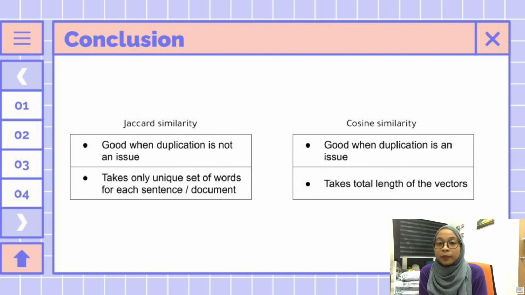For example, if the word information is repeated in a sentence 50 times, cosine similarity drops to 0.4 while Jaccard similarity remains 0.5. Cosine similarity changes but Jaccard similarity does not. For two product descriptions, it is better to use Jaccard similarity, as repetition of a word does not reduce their similarity.